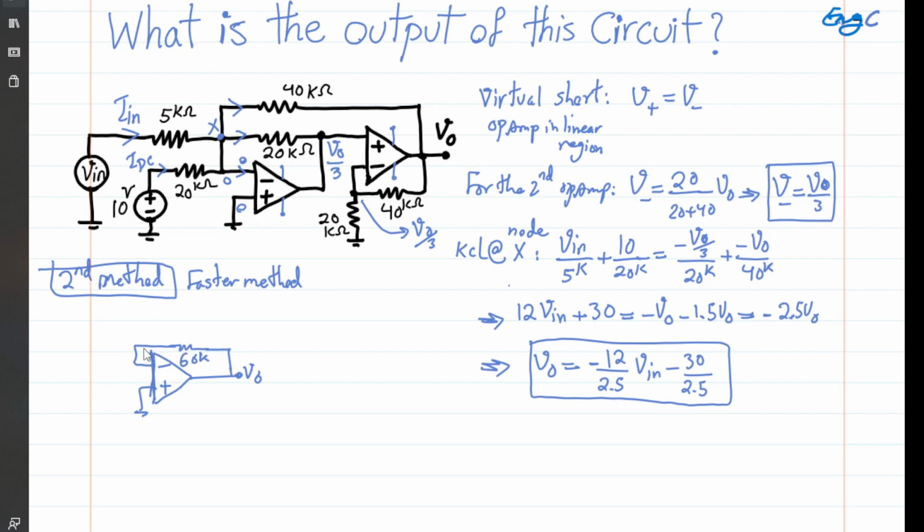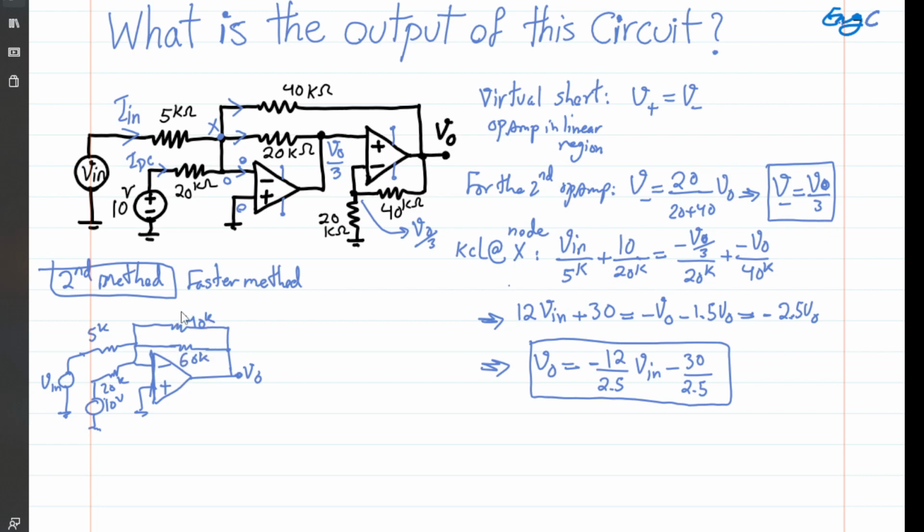And what's going to happen is now I have the usual 40K that is connected to V out on the top. And also here we have the 20K that connects to DC of 10 volt, and we have 5K that is connected to V in. The reason I'm saying this is faster is that, as you can see, this is now a simple op-amp circuit in inverting mode, so an inverting amplifier.